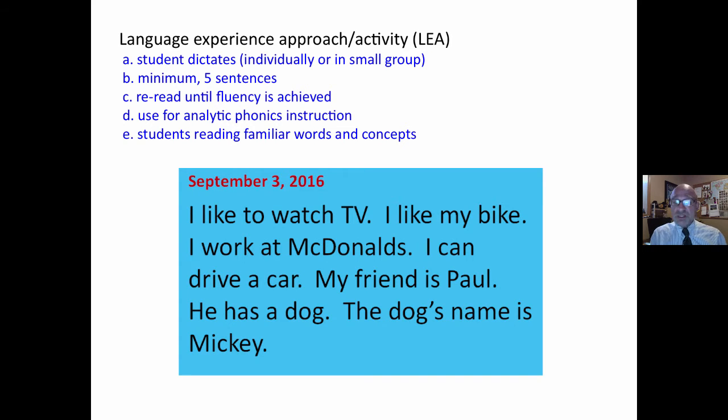Here, the student, individually or in a small group, dictates. What do you want to tell me today? What's happening? And as they tell you things about their life, you write them down. I like using a screen with 36-inch font, a minimum of 5 sentences. When they tell me their story, they then reread until fluency is achieved.